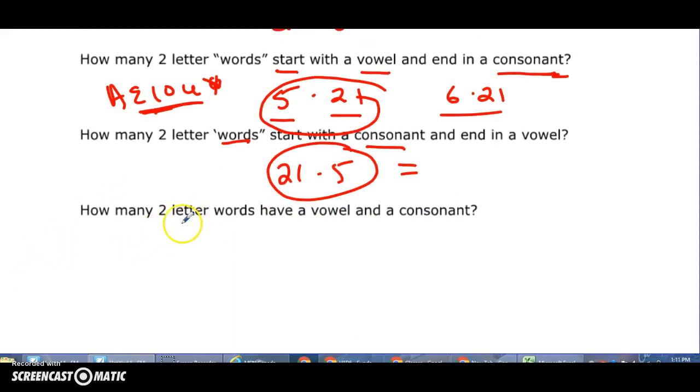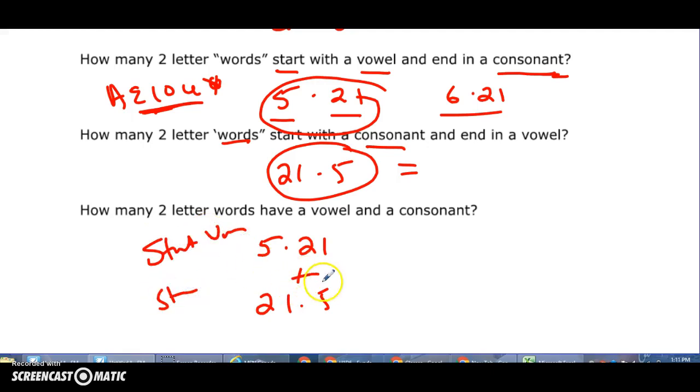Okay, well, there's two different scenarios. One is when you start with a vowel, and one is when you start with a consonant. So what you can do here is go 5 times 21, and then what you'll do is add. So these start with vowel, start with consonant, and then you're going to add them together. Figure out what each of those are and add them together. Okay, that's it.